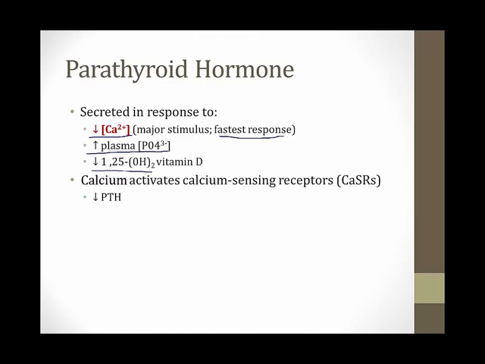The way that calcium manipulates the release of parathyroid hormone from the parathyroid gland is by binding to calcium sensing receptors, or CASRs. When calcium binds to the calcium sensing receptors, this leads to a drop in the amount of parathyroid hormone released by the glands.